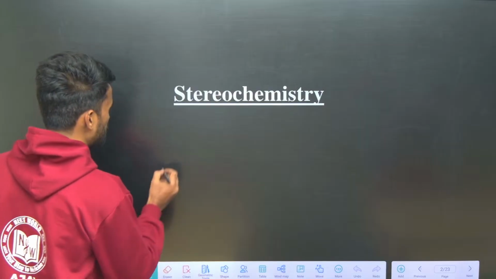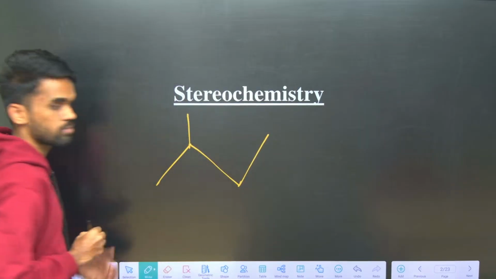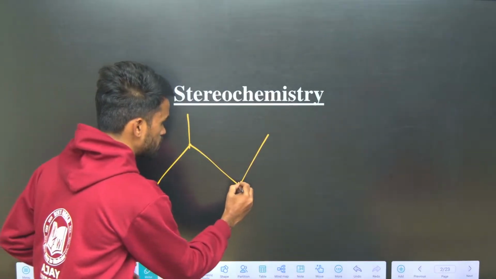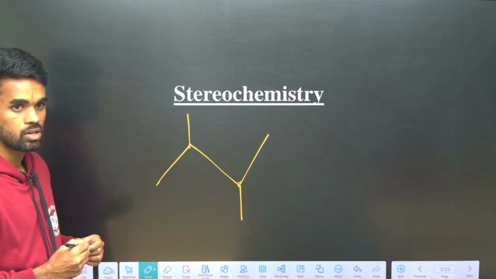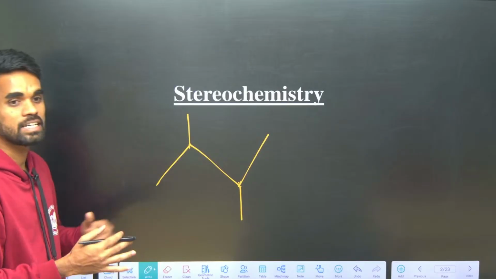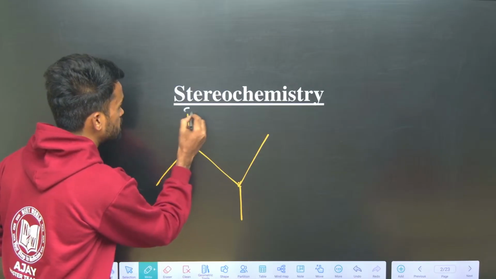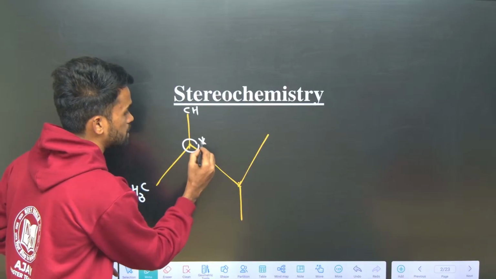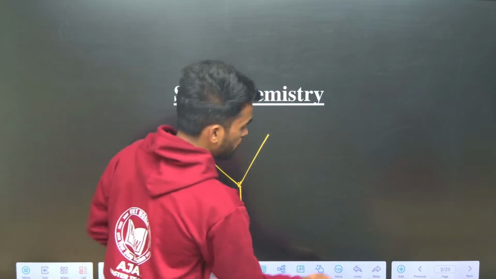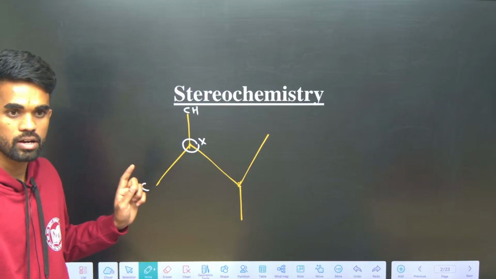Okay. First of all, tell me how many chiral centers are there in this compound? One chiral center. And in this compound? There are no chiral centers in this compound, because see, this is not a chiral center. See, this is a methyl group and this is also a methyl group. So we cannot say this is a chiral center. What I told you, the carbon should contain 4 different groups, then we can say it is a chiral carbon.